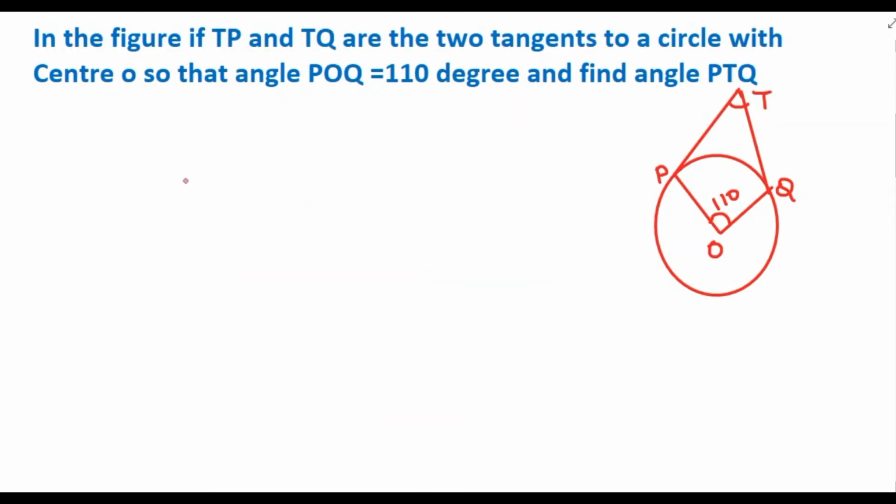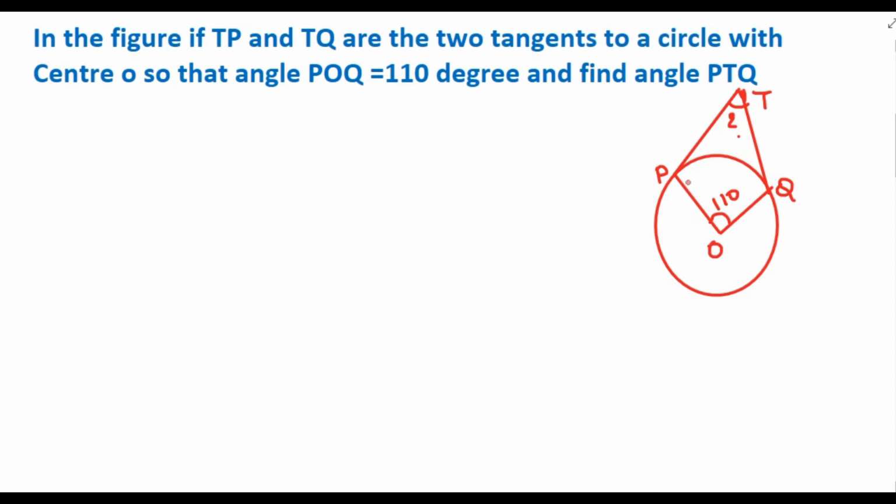Now the second question: in the figure, TP and TQ are two tangents to a circle with center O. We know that T is an external point with respect to the circle. From an external point, we can draw two tangents and the length of these two tangents will be equal. And here they have given angle POQ is 110 degree and we need to find out angle PTQ.